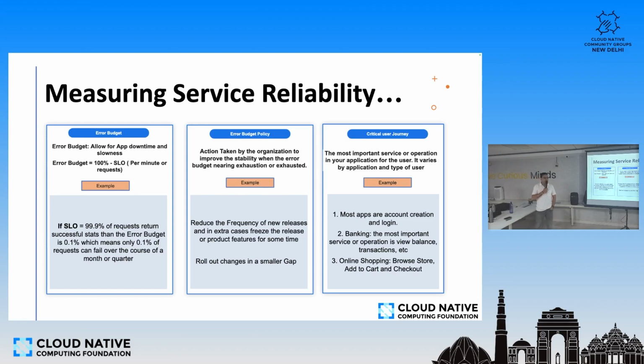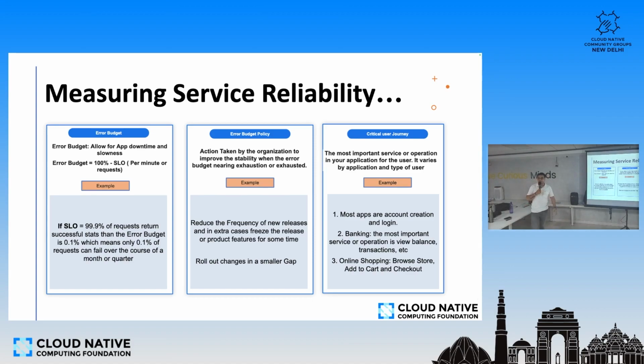I mean, there is a latency. If you are taking this SLI into consideration, then only latency should be low. Anyways, let's continue talking about the error budget.